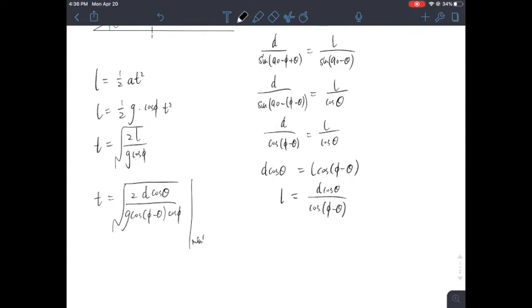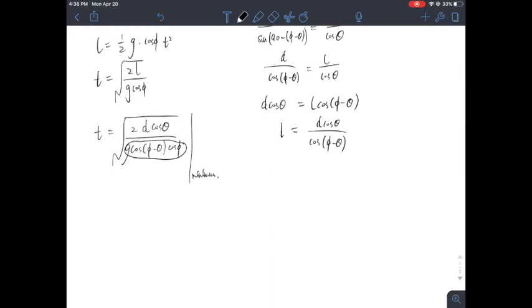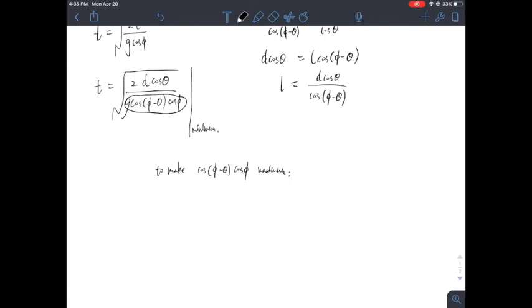Then we solve for t as the minimum. So in here, actually we don't have to solve the entire t to the minimum, because we only need to care about the variable, which is our angle phi. So we need to make cosine phi times cosine of phi minus theta the maximum, so that we know t has to be minimum.